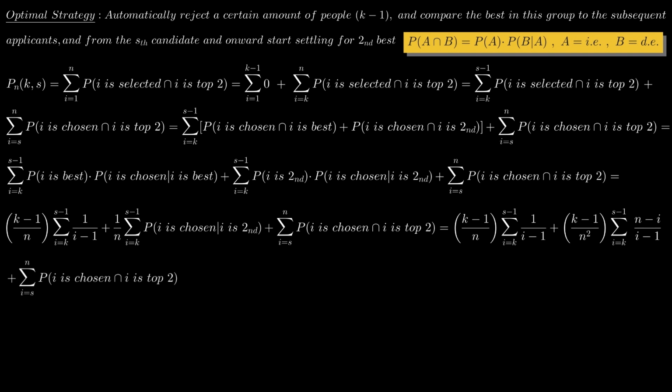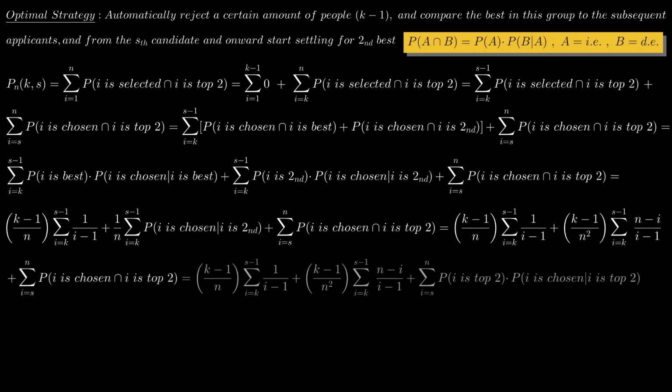So let's go now to the last sum. This is where we start compromising. So we break this down further as the sum from S to N of the probability that I is top 2 times the probability that I is selected given that I is top 2. So the probability that I is top 2 is what? 2 over N, correct? And we bring that out of the sum, and we have this expression here now. So what is this dependent probability?